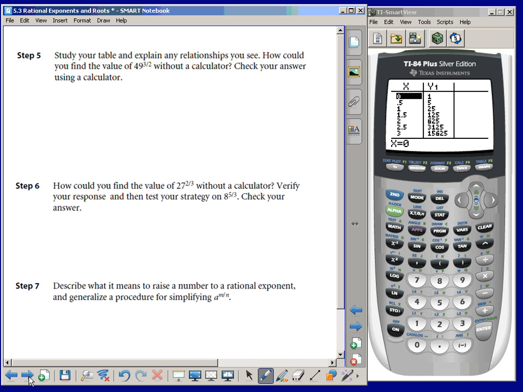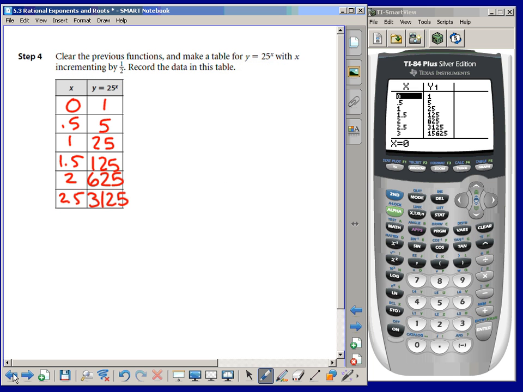And let's see what they want for step 5. Study the table and explain any relationships you see. Okay, let's see. Relationships that I see. We have 25 to the 0 being 1. And we learned that anything to the 0 equals 1, so that makes sense.